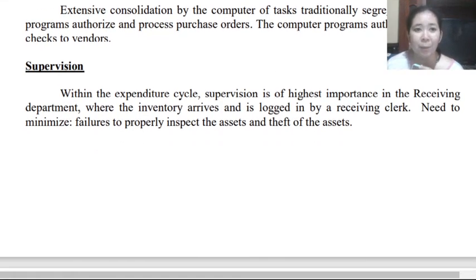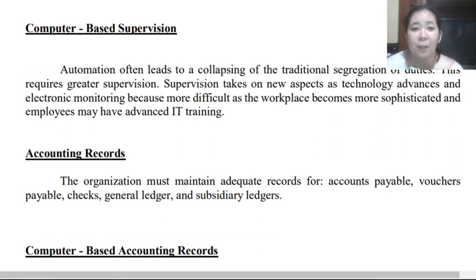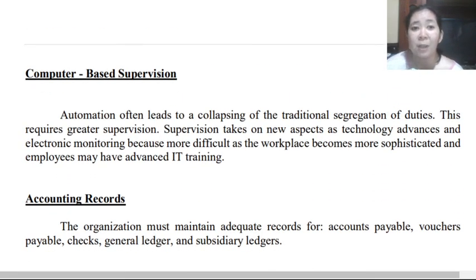For supervision, within the expenditure cycle, supervision is of highest importance in receiving of the items, where the inventory arrives and is logged in by a receiving clerk. So there is a need to minimize failures to properly inspect the assets and theft of those assets. This is the purpose of having our receiving department and the blind receiving report. For computer-based supervision, automation often leads to collapsing of traditional segregation of duties. So this will require greater supervision.